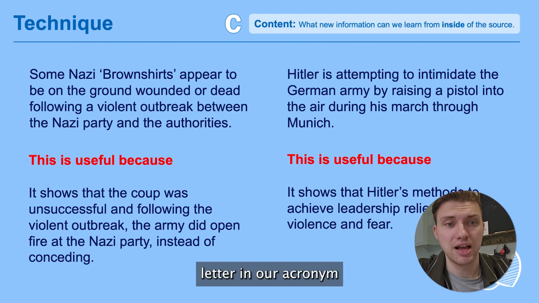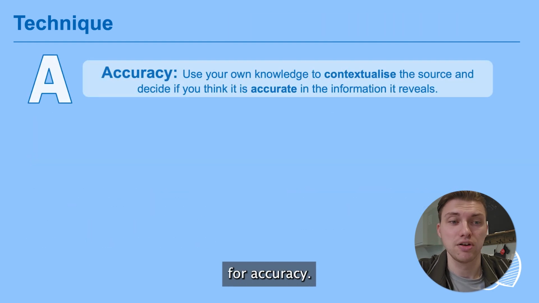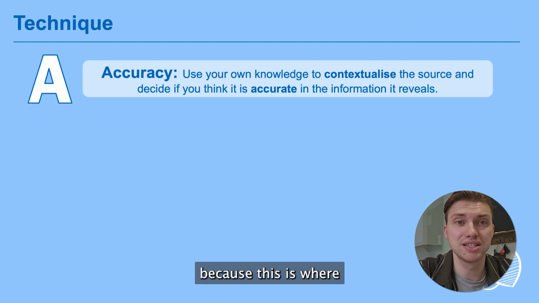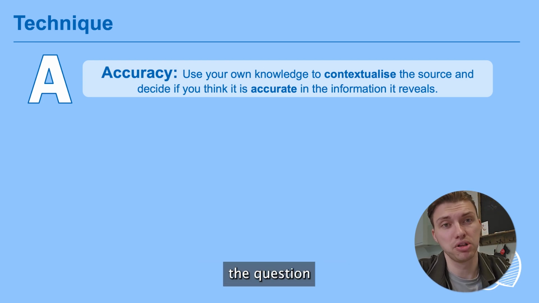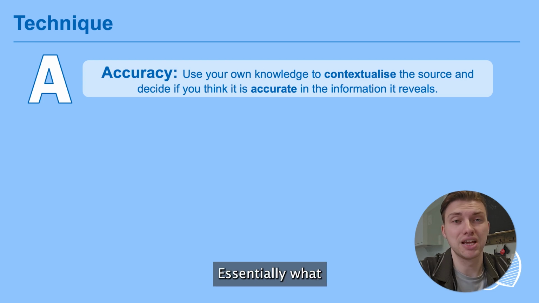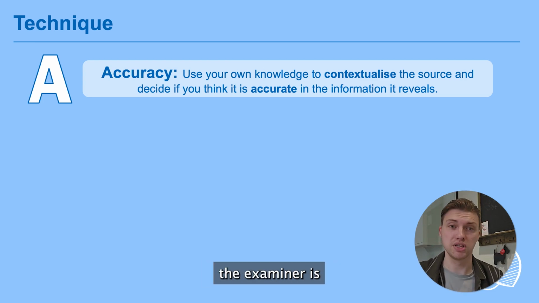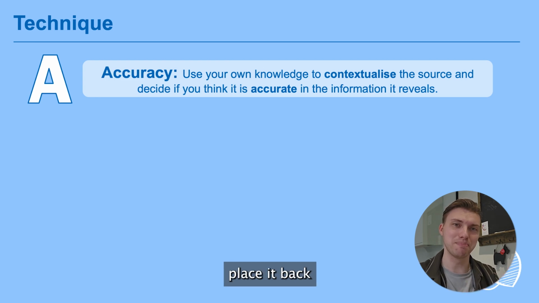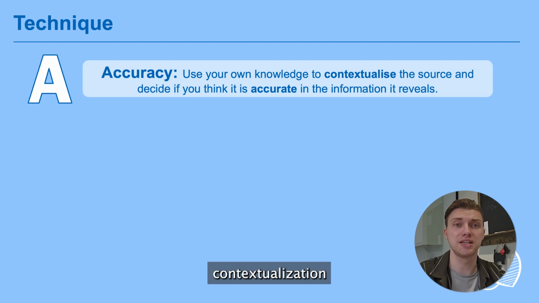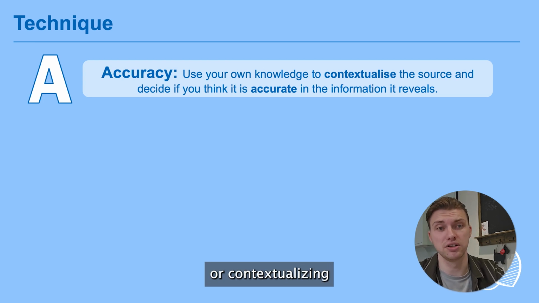The next letter in our acronym CAP is A for accuracy. Now, accuracy is really important because this is where, when we picked apart the question at the start, we are adding in our own knowledge. Essentially, what you are attempting to show the examiner is you can take this source and place it back into the history that it is happening within. This is called contextualization, or contextualizing the source.